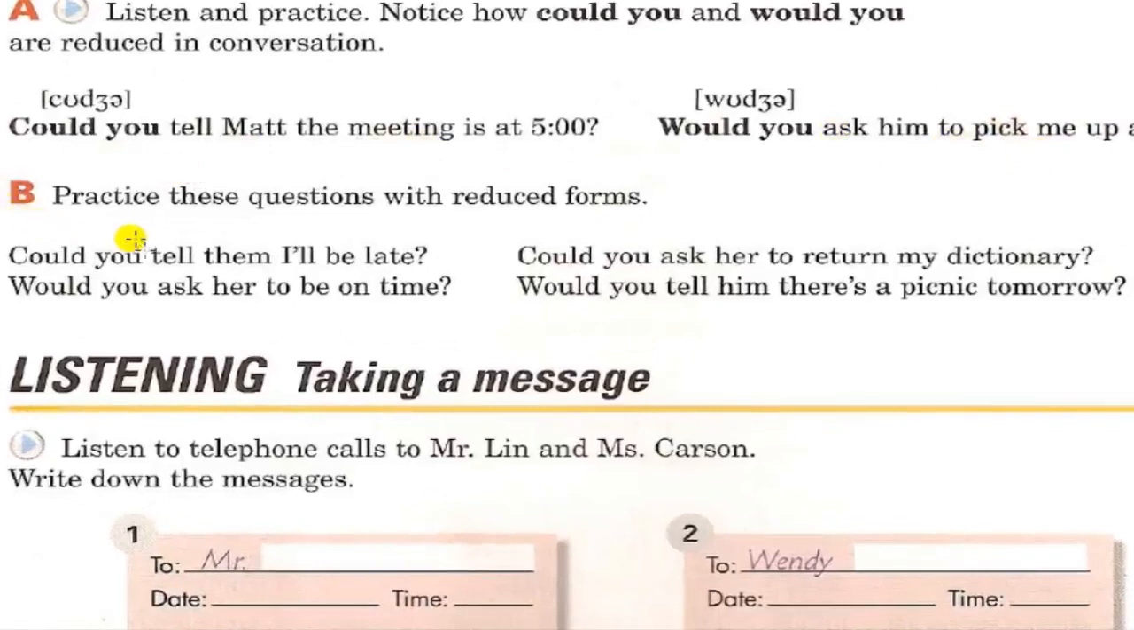B. Practice these questions with reduced forms. In these questions, we're going to read them. You have to practice them. So, could plus you becomes what? Could you. Tell them, I can say tell them. I will, I'll be late. Could you tell them I'll be late? Could you tell them I'll be late?